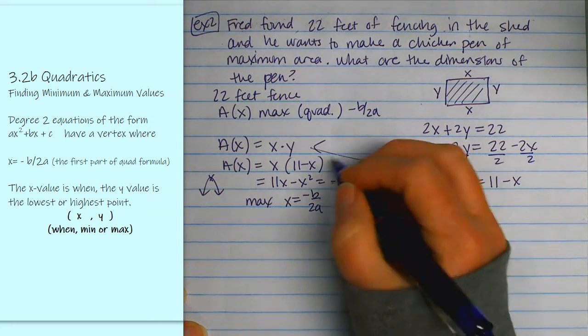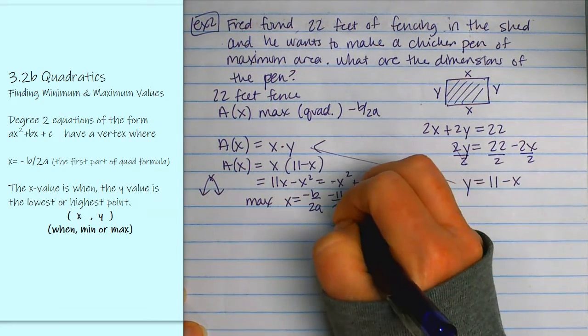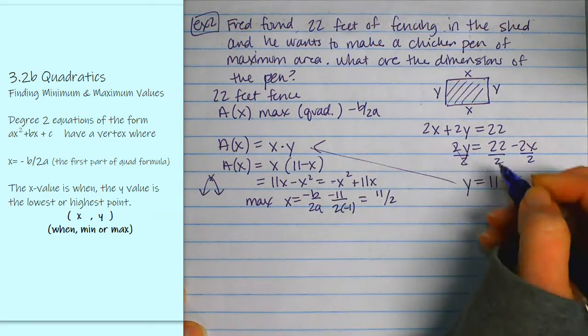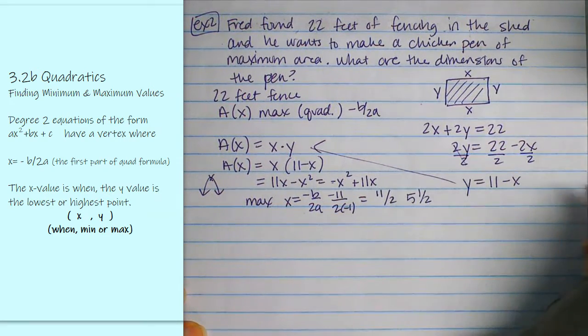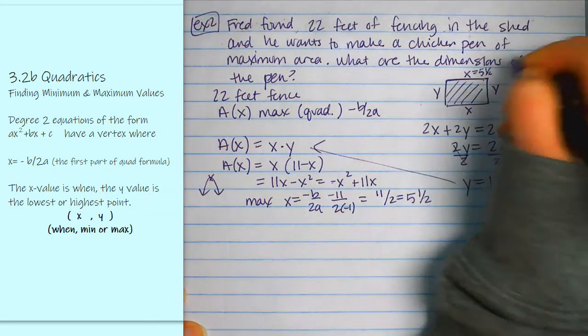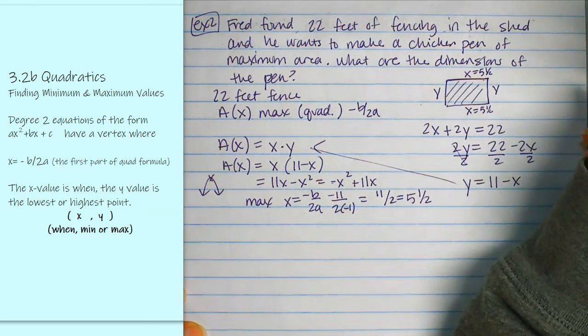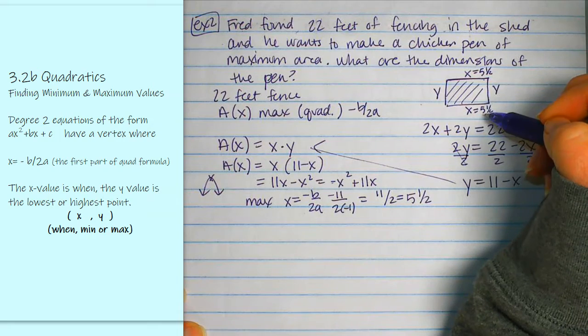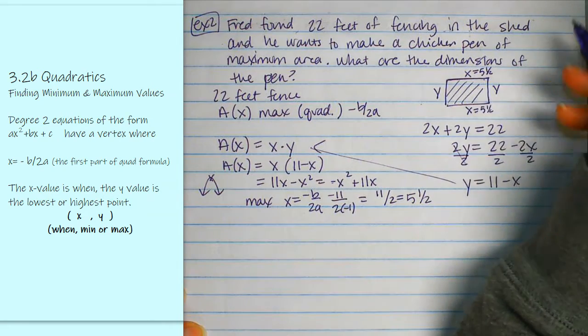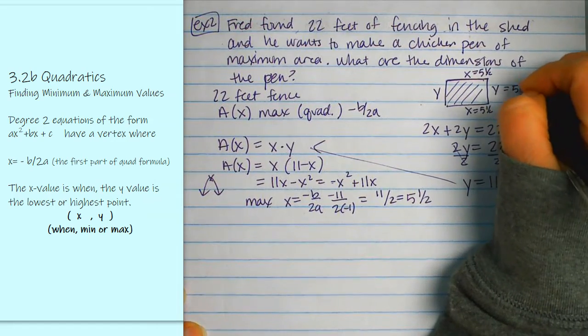So negative b is going to be negative 11 over 2 times negative 1, which is going to be 11 halves. So at 5.5, these are equivalent. At 5.5, I have one side. So x equals 5.5. This equals 5.5. That is 11 if you add them together. So that means these two sides are also going to have to add up to be 11. So this will also be 5.5.